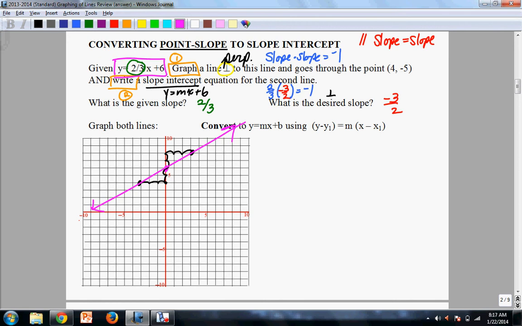Then we have this mystery line. This mystery line has two qualities. It goes through this point right here, and it has this slope right here. So these two have to go together. So we have a point, and we have a slope. Anything ringing a bell? We have a point, and we have a slope. So we're going to plunk it into point-slope equation, which is right here. Write it down, y minus y1 equals slope, x minus x1.